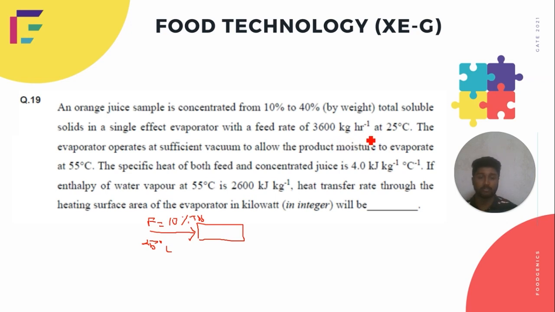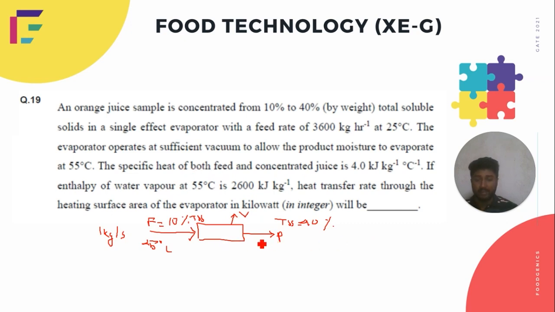So it is in per hour. So at the end, I can see here the unit is in kilowatt. So let us convert it into SI. If we convert it into seconds, the flow rate will become 1 kg per second. Okay, and we are getting a product of 40% TSS. Okay, so here in the product the TSS is your 40%, and the vapor is evaporating.